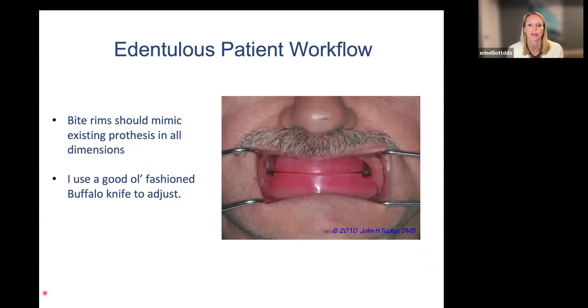So I just use a good old-fashioned buffalo knife. You can see this is coming together very nicely. You can also see these little notches in here, and you'll see why we need those in order to communicate with the lab. The only thing I do in addition here is mark the midline of the face.